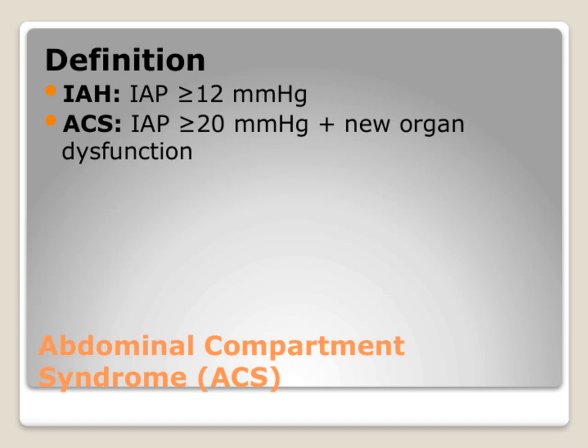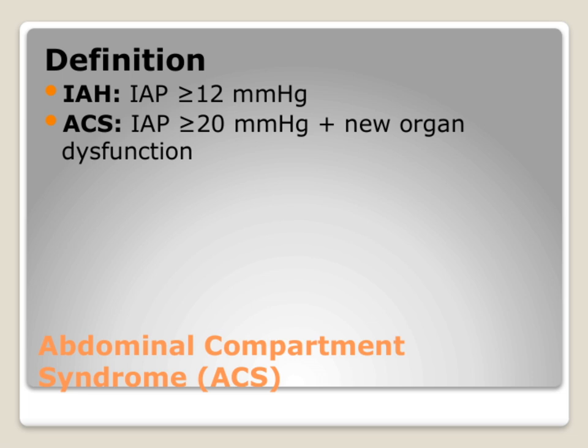Let's take a closer look at the definitions related to abdominal compartment syndrome. First, IAH, or intra-abdominal hypertension, is typically defined as an intra-abdominal pressure, or IAP, of 12 millimeters of mercury or higher. This is important because it helps us identify when the pressure inside the abdomen starts to become elevated and potentially problematic. Moving on to ACS, or abdominal compartment syndrome, the threshold is a bit higher.